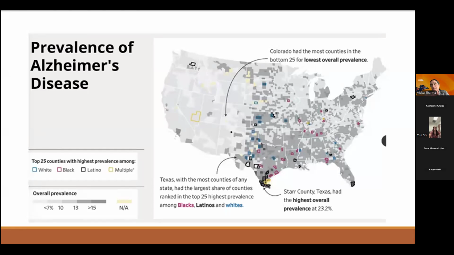And the overall prevalence of Alzheimer's is at 23.2%. And if you look at the map, again, you can see states like, for example, Colorado, they have a very low prevalence, which is the light gray, less than 7%.